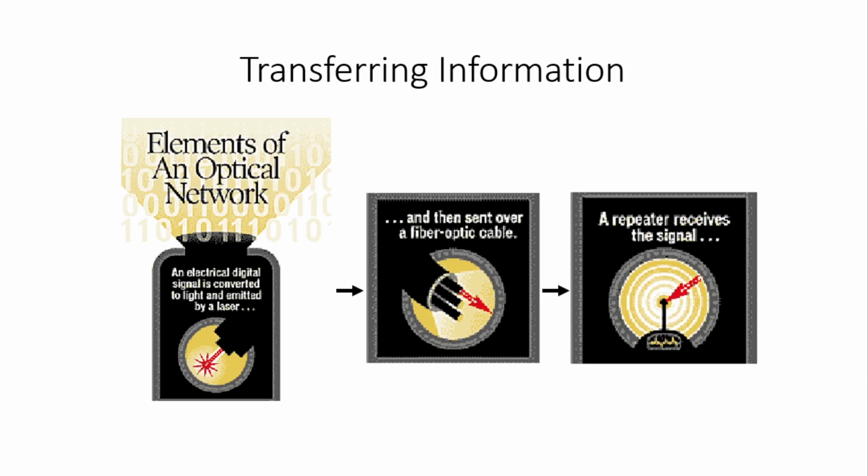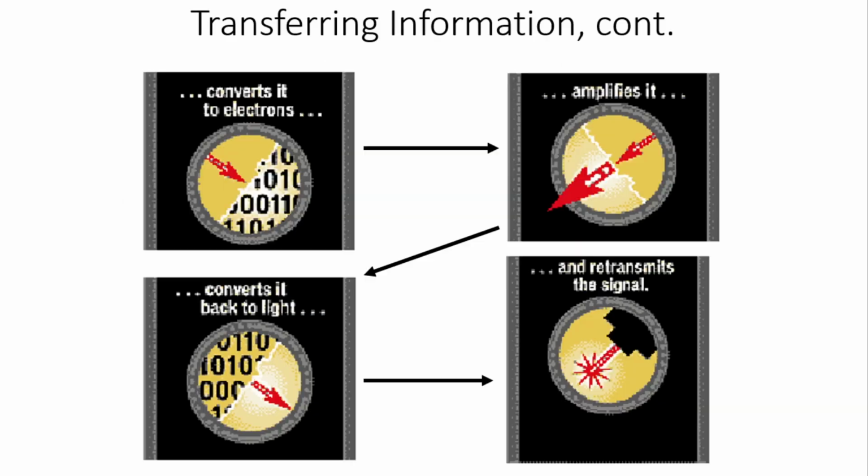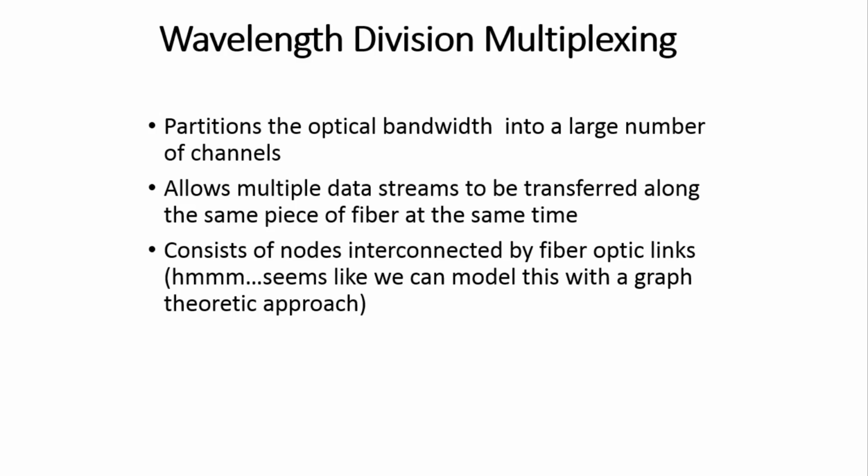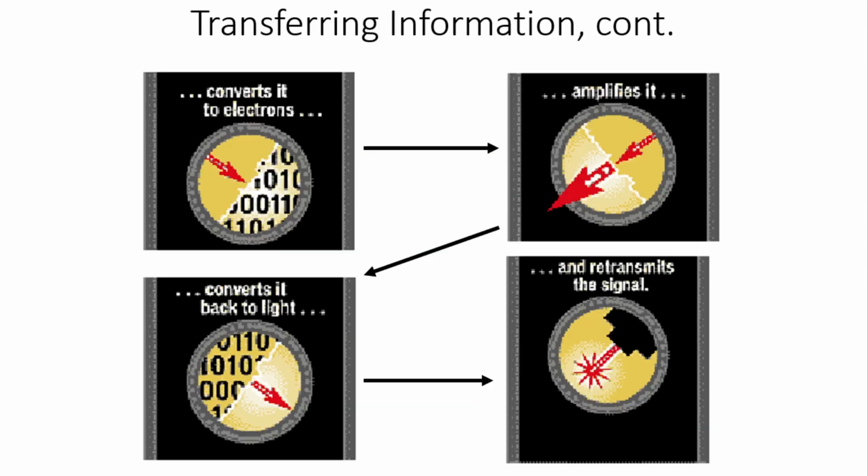Now, transferring information, the elements of an optical fiber system. Here the signal is sent over the optical fiber cable. The repeater receives the signal, converts it to electrons, amplifies it, converts it back into light, and then retransmits the signal. So this is the process of transferring information from one end to the other using an optical fiber network.